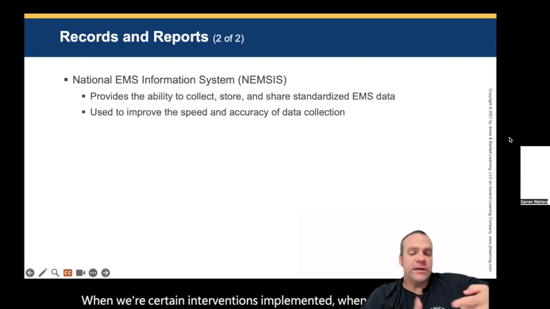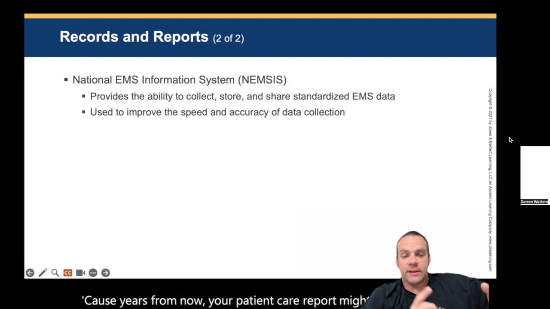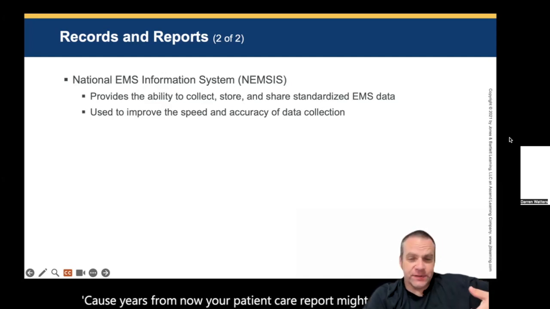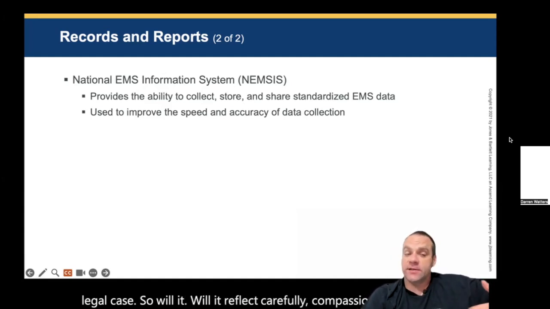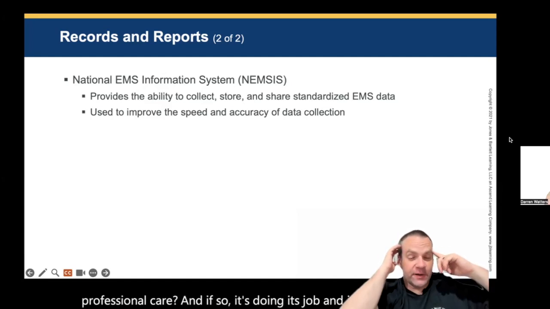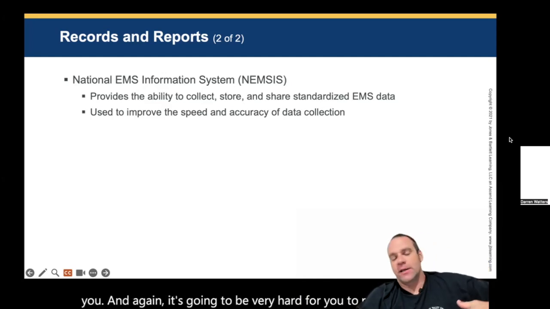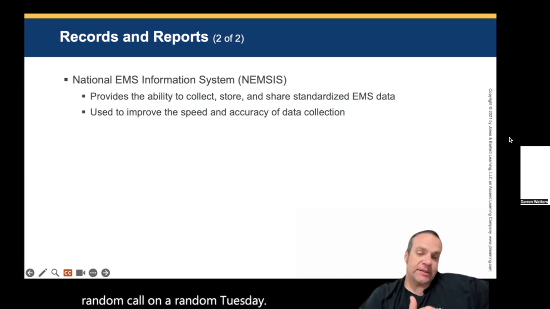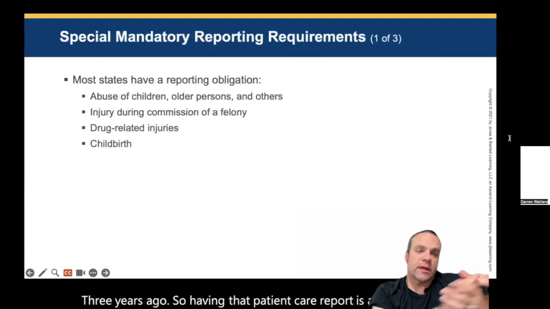Because years from now, your patient care report might be used in a legal case. Will it reflect careful, compassionate, professional care? If so, it's doing its job and it's protecting you. It's going to be very hard for you to remember a random call on a random Tuesday 3 years ago, so that patient care report is also going to be your memory of the situation.